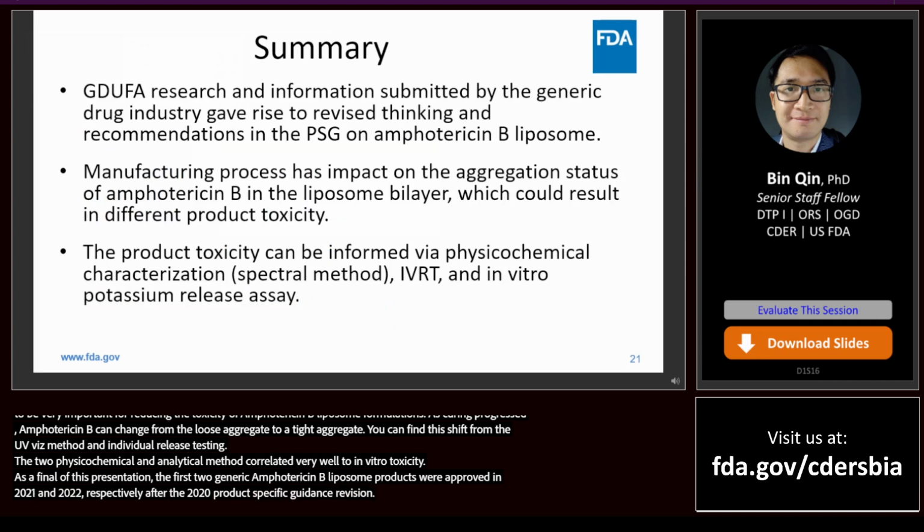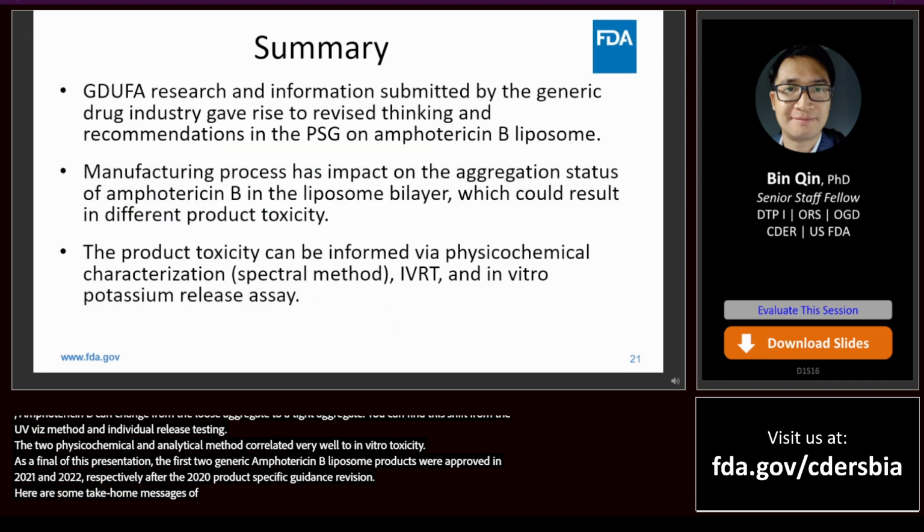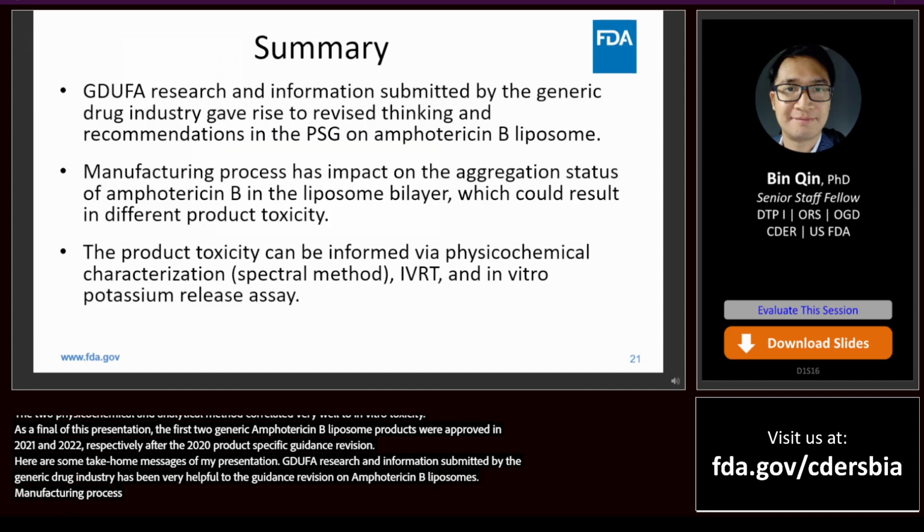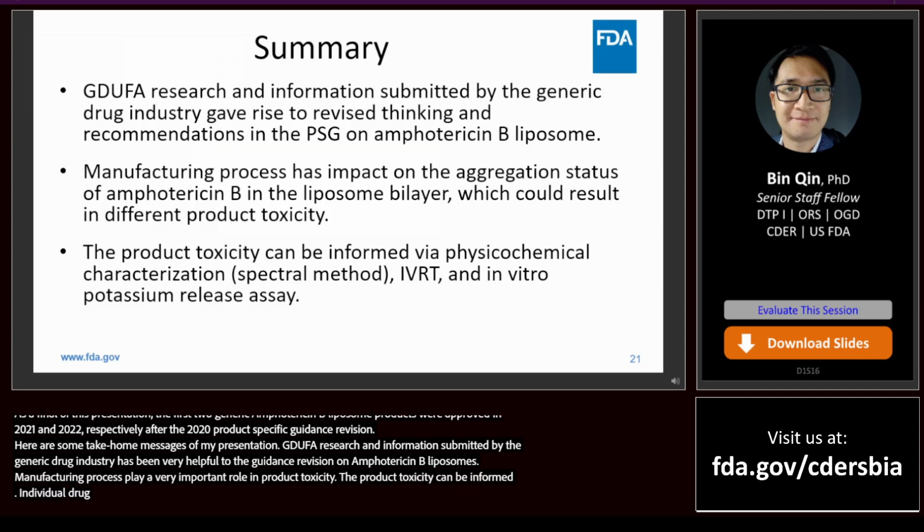Here are some take-home messages of my presentation. GDUFA research and information submitted by the generic drug industry has been very helpful to the guidance revision on amphotericin B liposomes. Manufacturing process plays a very important role in product toxicity. The product toxicity can be informed via physicochemical characterizations, in vitro drug release, and in vitro potassium release assay.